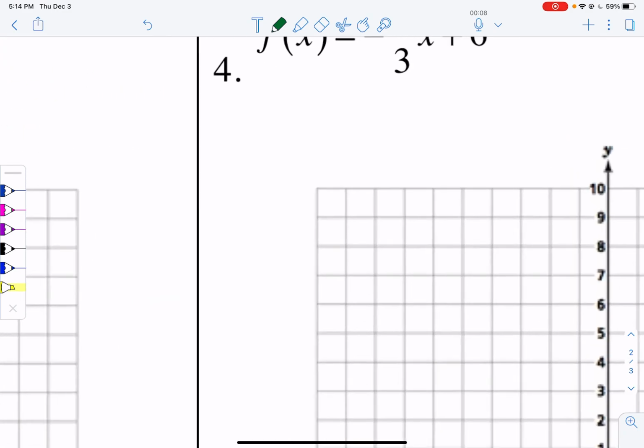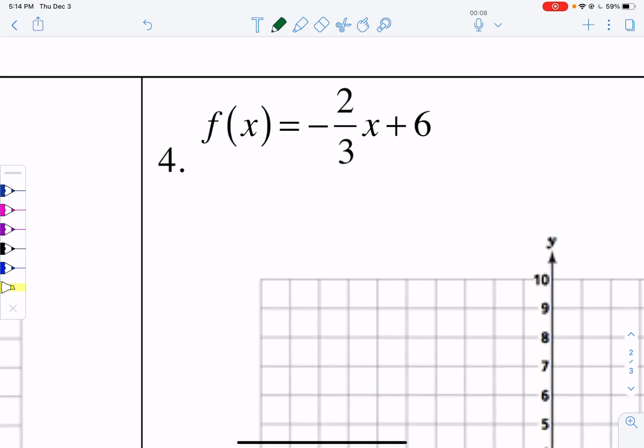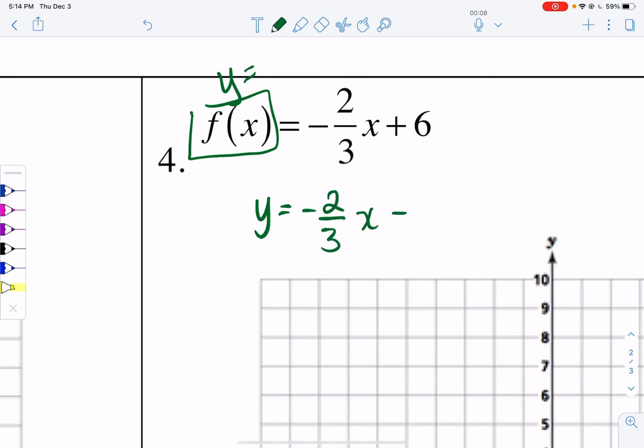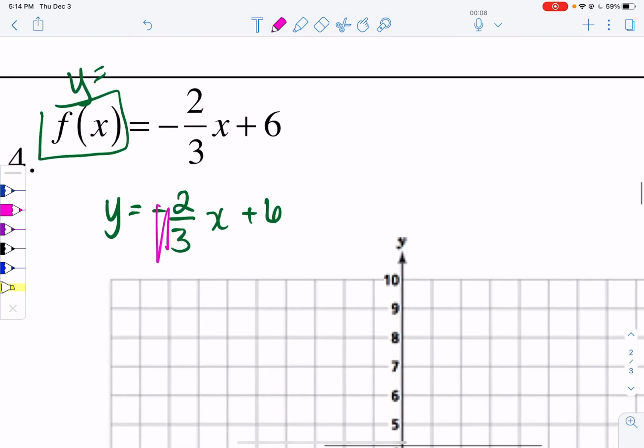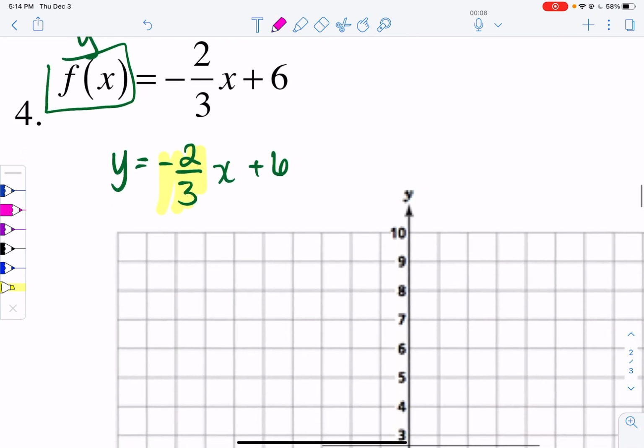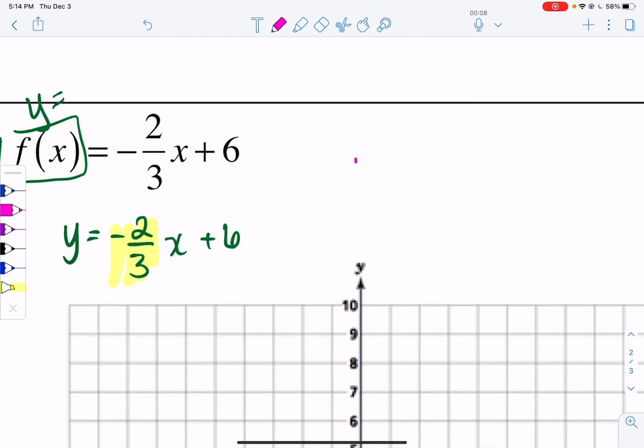Okay, on to our final example. I have f of x equals negative 2/3 x plus 6. Remember, f of x is just a fancy way of saying y equals. So I'm really graphing y equals negative 2 over 3x plus 6. Remember, your slope is the number attached to your x value. So in this case, my slope is equal to negative 2 over 3.